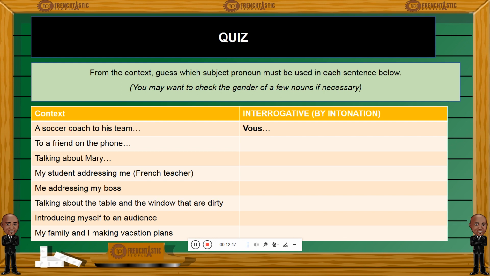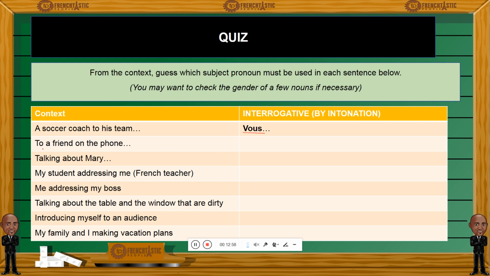So imagine a soccer coach talking to his team, right? What subject pronoun do you think the coach will be using to address his team? And I give you here the answer, just to help you get started. He or she will say vous. Vous meaning you. You as a group. Hey guys, you should play harder, right? Vous devez jouer plus durement. All right. So vous here will be the subject pronoun used by the coach.